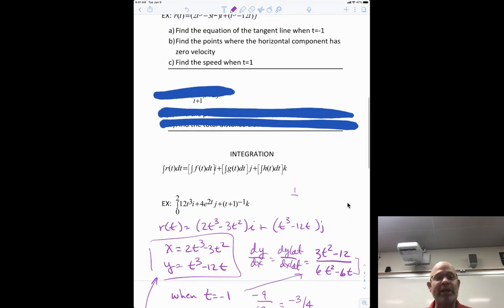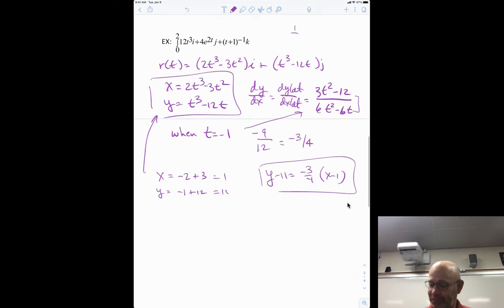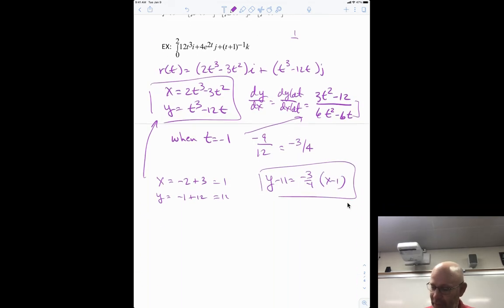The next part of that question is find the points where the horizontal component has 0 velocity. So this was my position function. So my velocity function is just the derivative of the position. Just take the derivative of the vector. So it's going to be 6t squared minus 6t i plus 3t squared minus 12 j. We've already done the derivatives over here on the other side. So that would be the velocity vector.